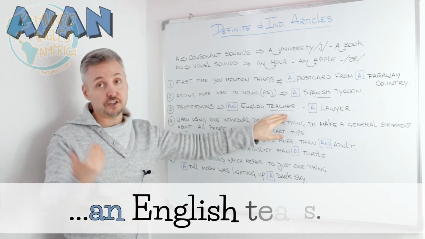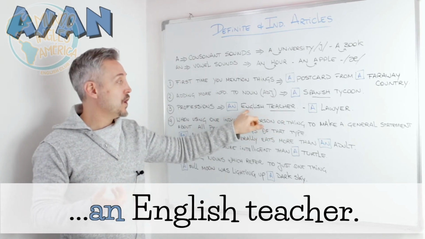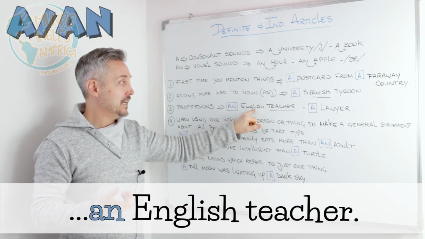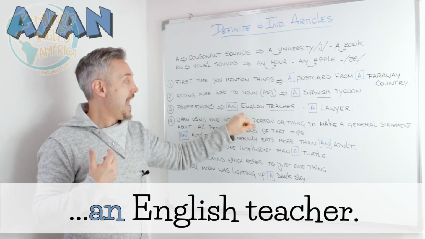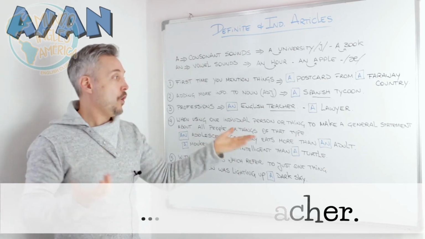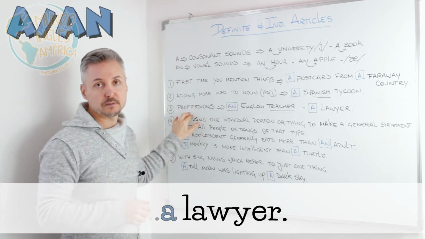Another example, or the third rule, is with professions. So an English teacher, like me, an English teacher, and in this case we also have the adjective English. So I'm a teacher, but I'm an English teacher. Or a lawyer, etc. So with professions.